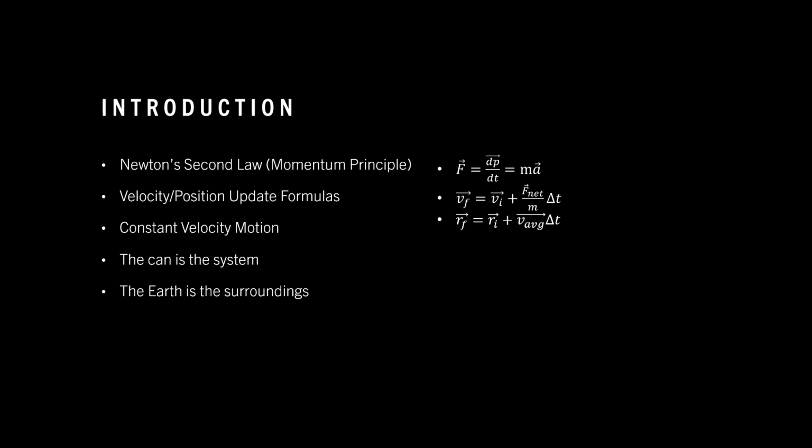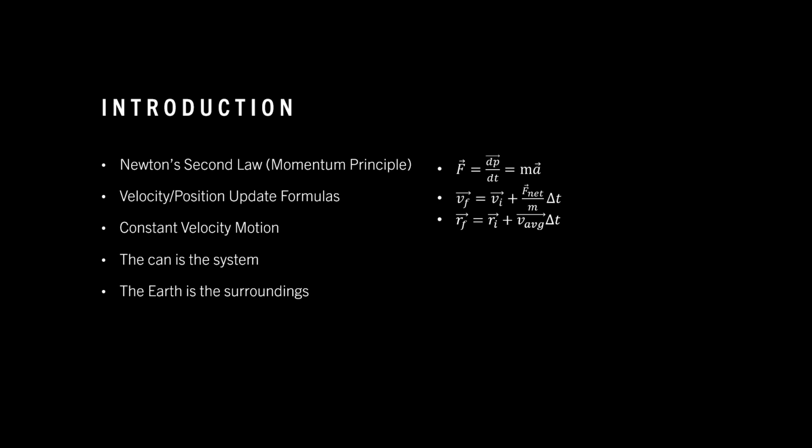So the physics principles for this would be first Newton's second law, which is the momentum principle shown on the right, as F bar equals the change in, or the derivative of, momentum over the derivative of time, which is also equal to mass times acceleration. And then also the velocity and position update formulas, which again are shown on the right, as Vf equals Vi plus F net over m times delta t, and Rf equals Ri plus V average times delta t.